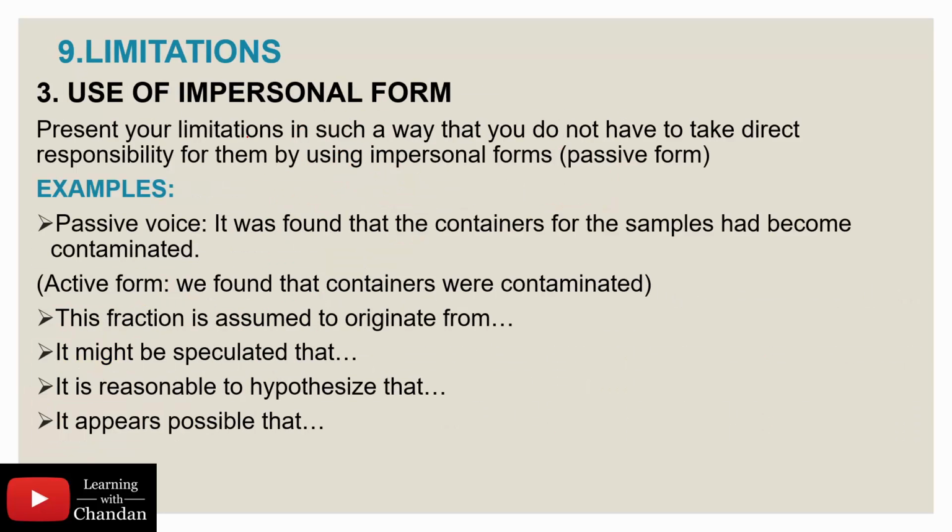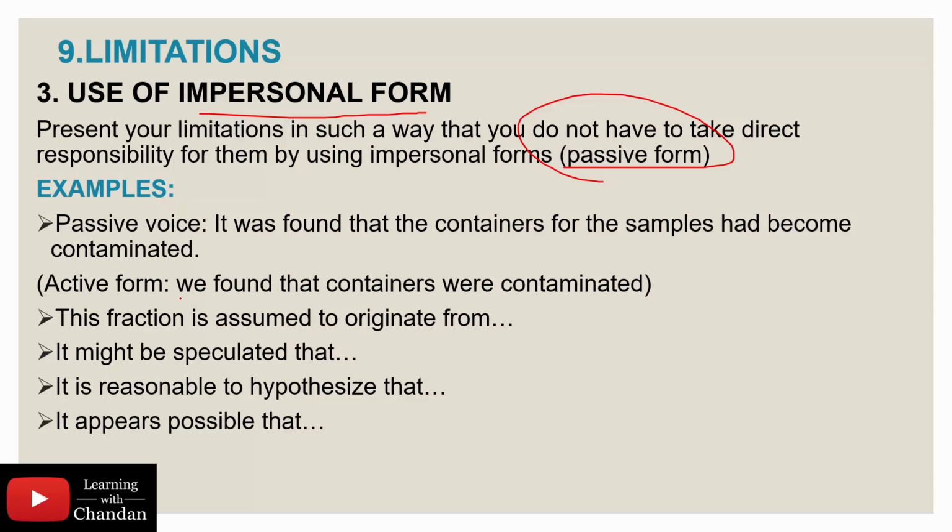The next important point for proofreading is the use of impersonal form, which is possible by incorporating passive voice. Check out the example. Here, the sentence in passive voice gives an impersonal tone, or in other words, it does not directly implicate the author for any shortcoming in the approach or method.